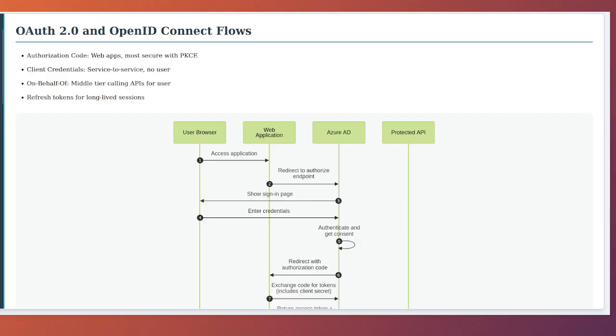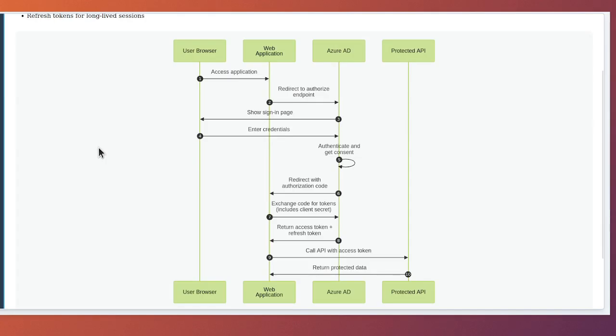authorization framework that enables applications to obtain limited access to user accounts. OpenID Connect is an identity layer built on top of OAuth 2.0 that adds user authentication. Together, they provide a complete framework for both authenticating users and authorizing access to protected resources. Azure AD implements multiple OAuth 2.0 flows, each designed for different application types and security requirements. The authorization code flow is the most secure and recommended flow for web applications and mobile apps.